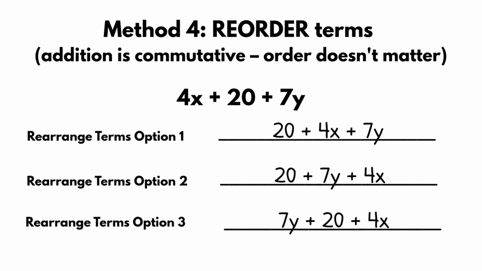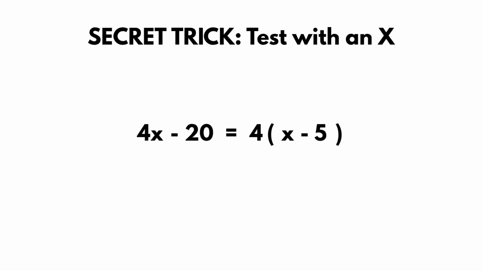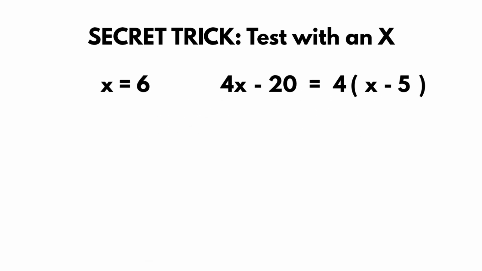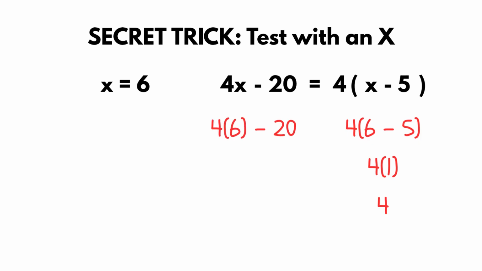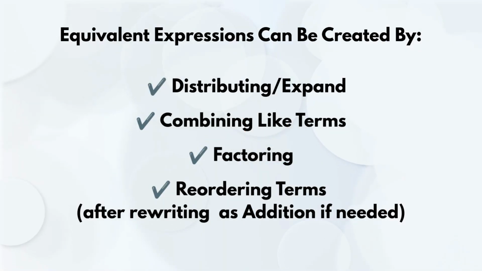Want a secret trick to verify your work? Plug in any number for x into both expressions. If the answers match, your expressions are equivalent. Let's choose x equals 6. In our first outfit, 4 times the quantity 6 minus 5 equals 4. In our second outfit, 4 times 6 minus 20 also equals 4. These are a match. To recap, you can create equivalent expressions by distributing, combining like terms, factoring, and reordering terms.